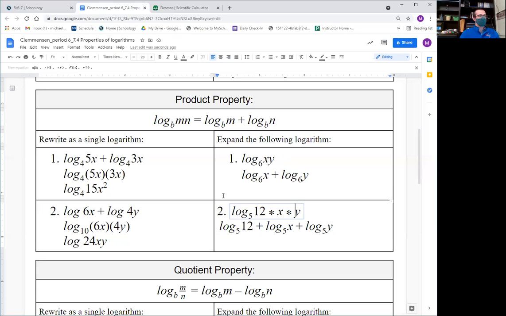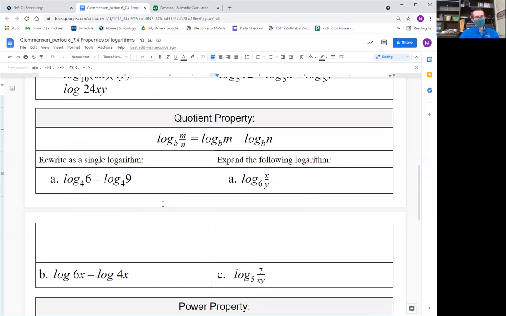All right, let's keep moving to the quotient property. The quotient property is very similar to the product property that we saw above, but this time it's division and subtraction, like I said before, instead of multiplication and addition. But it's that same process that we had before. If there's a minus sign between two logs, I can combine them by dividing the two numbers. So I can go 6 divided by 9 to give me 6/9, which then simplifies down to be 2/3.